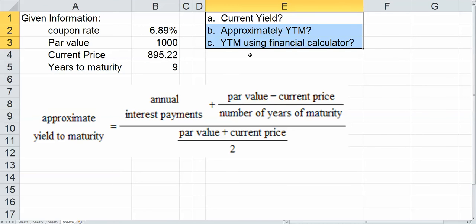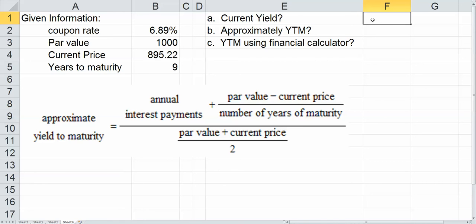We are asked 3 questions about this bond. First, what is its current yield? You can calculate this using a regular calculator. The current yield is simply the annual interest payment in dollars divided by the current price of the bond.